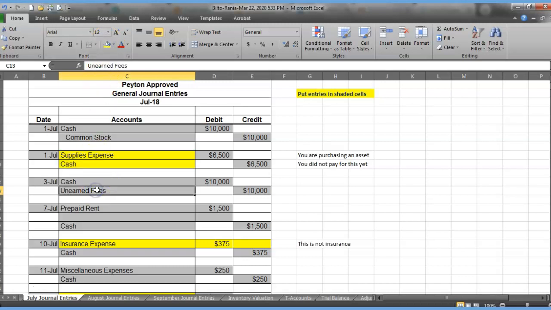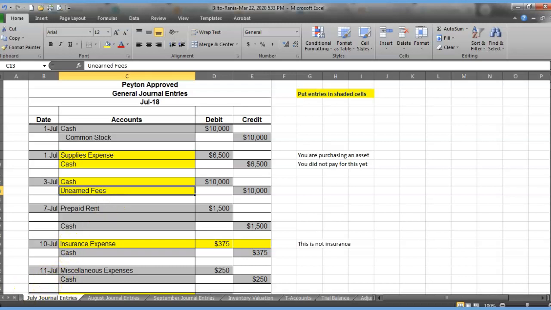Here, unearned fees. I'm not really sure what's going on here, but unearned fees is, first of all, not part of the chart of accounts given to you. Secondly, you're not earning money, and you're actually receiving money because of a loan that you've taken out. This seems to be a loan and not unearned fees. So I'm not sure why that account was used.